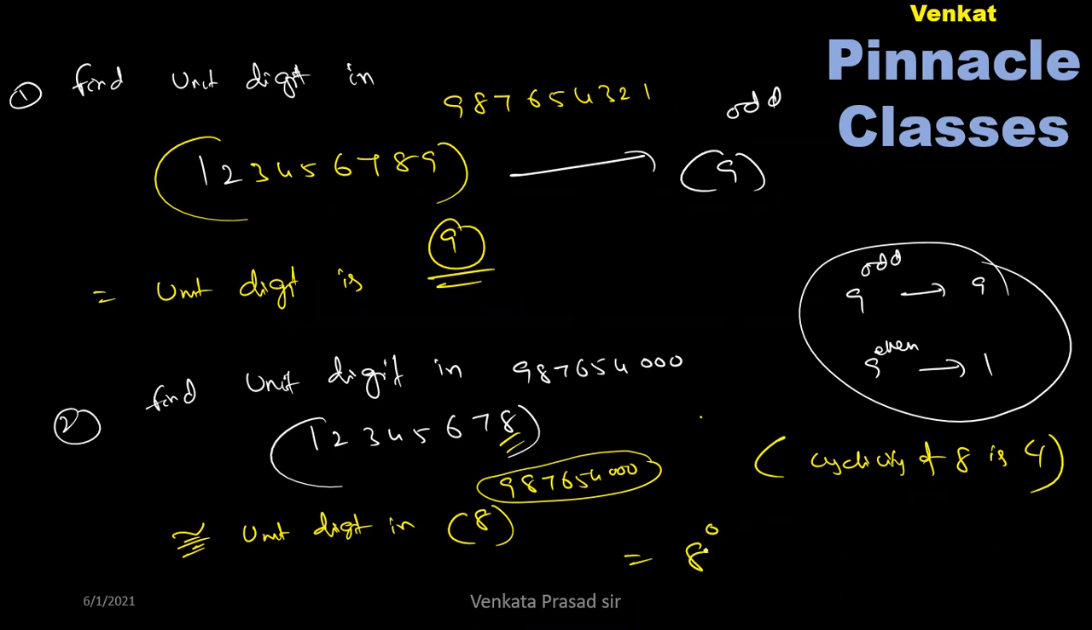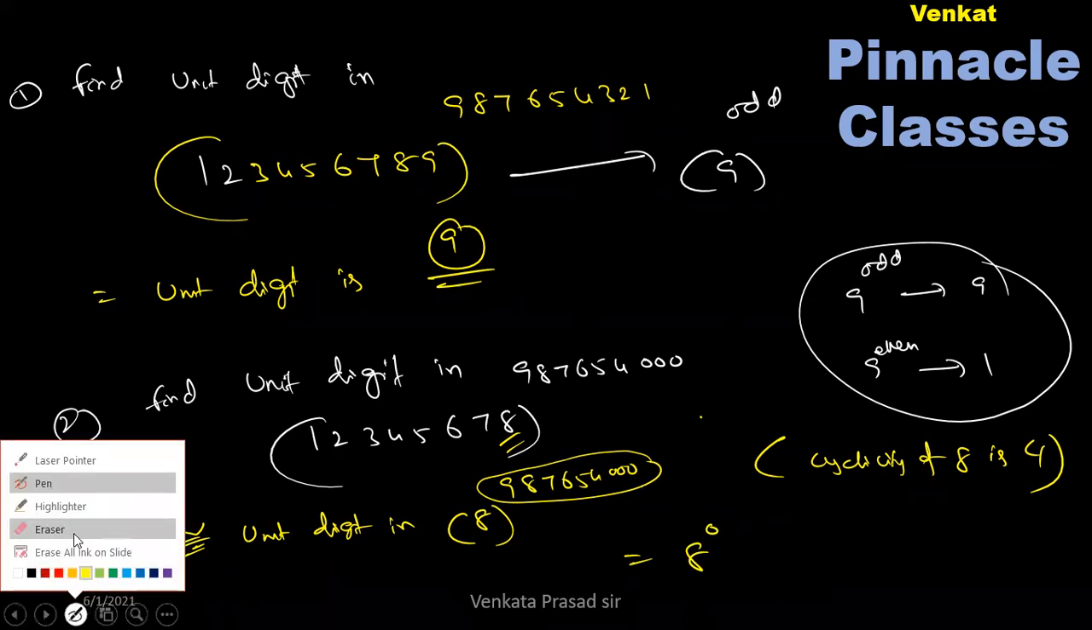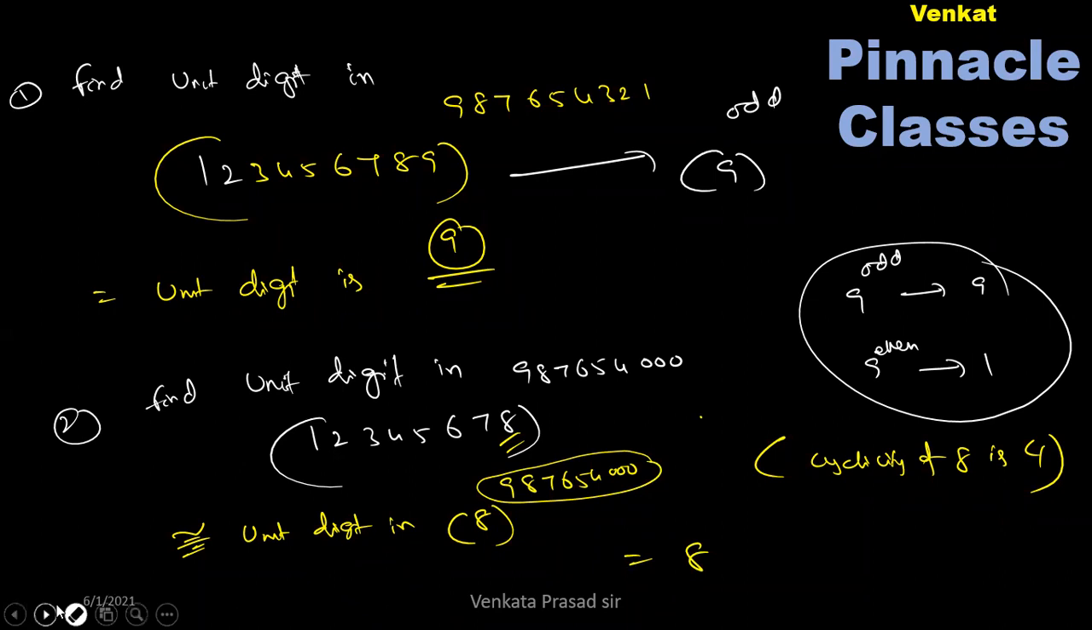0. Don't say 8 power 0. Okay, the remainder is 0 here, so you have to take only 4. 1 is not possible here. 8 power 4 only you have to take. So 8 power 4, what is the unit digit? 6. So don't say 8 power 0.